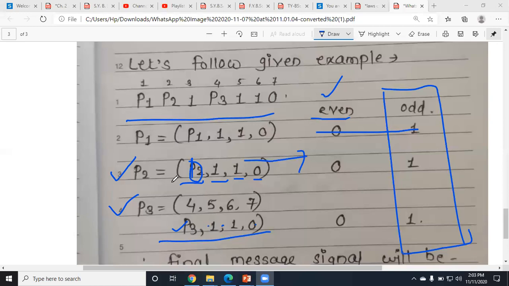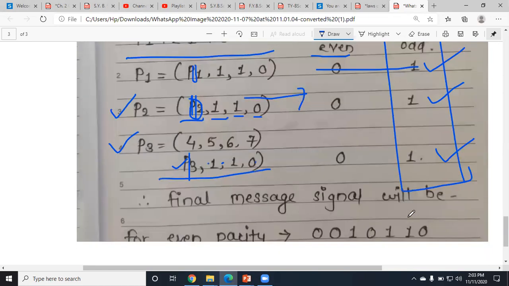To make the entire thing odd parity, the number of ones should be odd, right? You will add 1 here, so this P1 will be 1. You will again add 1 here, so the value of P2 will be 1. You will again add 1, so P3 is equal to 1. So the number of ones will be 3 in all the 3 cases, right?